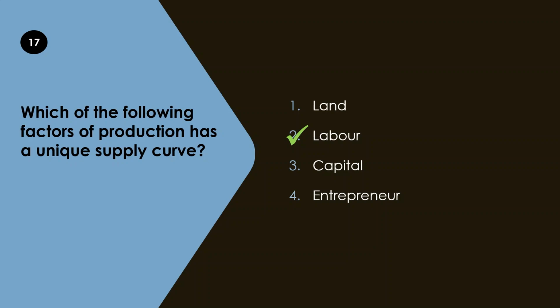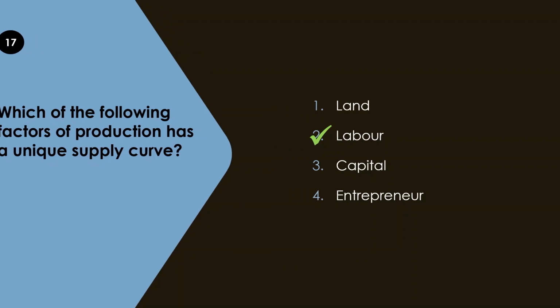But if you remember how we study labor, the supply of labor is unique because it depends on various factors: wages, skill level, population, work preference. It is typically backward bending at higher wage levels. Why? Because higher wages may reduce rather than increase labor supply, as workers will start prioritizing free time or leisure time. So this is why, because it has a backward bending supply curve, labor has a unique supply curve.